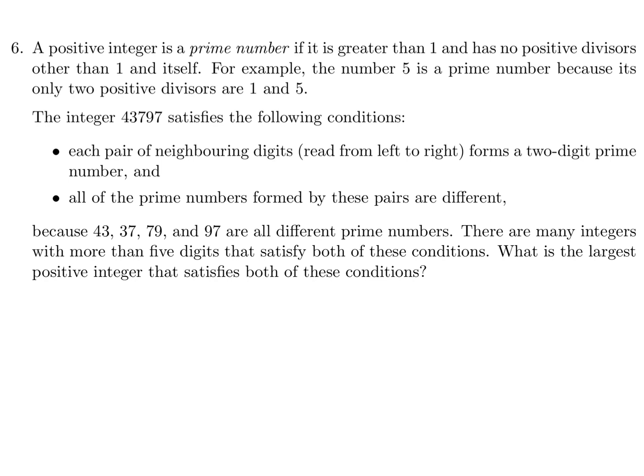A positive integer is a prime if it is greater than 1 and has no positive divisors other than 1 and itself. The integer 43797 has the following conditions. Each pair of neighboring digits forms a 2-digit prime number, and all of the prime numbers formed by these pairs are different, because 43, 37, 79, and 97 are all different prime numbers. There are many integers with more than 5 digits that satisfy both of these conditions. What is the largest positive integer that satisfies both of these conditions?